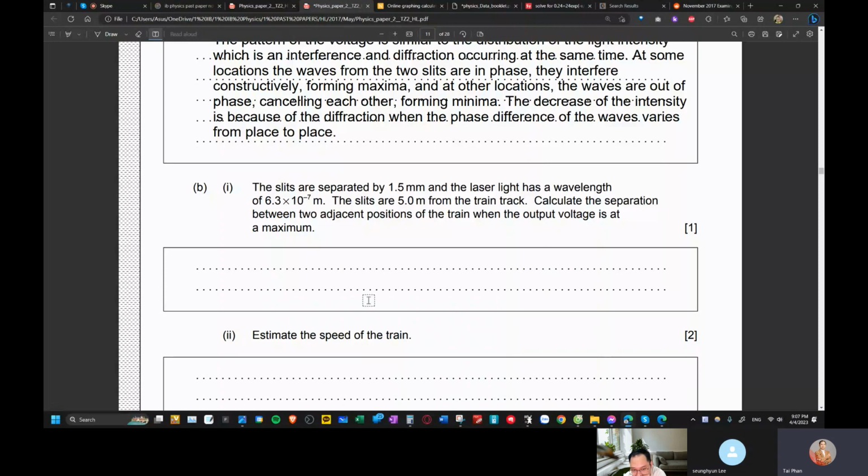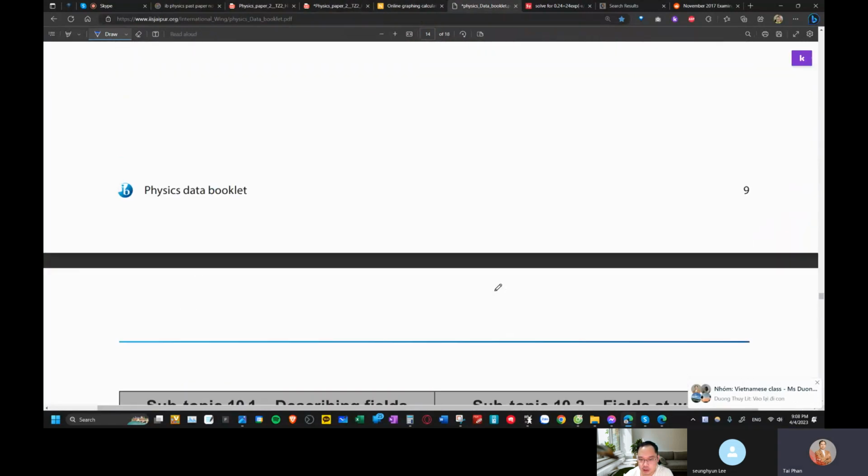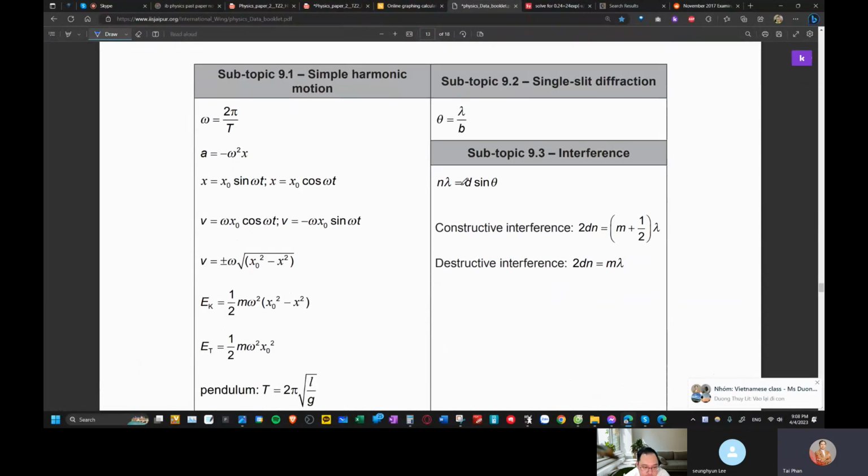The slits are separated by 1 millimeter, and the laser light has a wavelength of 6.3 × 10⁻⁷ meters. The slit is 5 meters from the train track. Calculate the separation between the 2 adjacent positions of the train when the output voltage is at the maximum. There's a formula, and I remember it's not in this booklet here. There's a formula not given here.